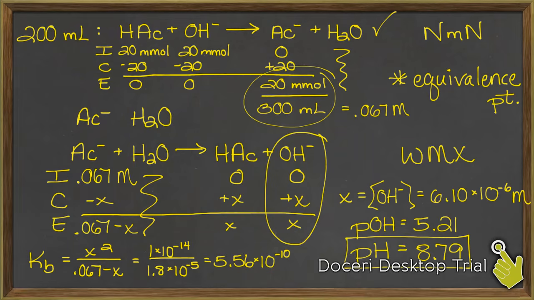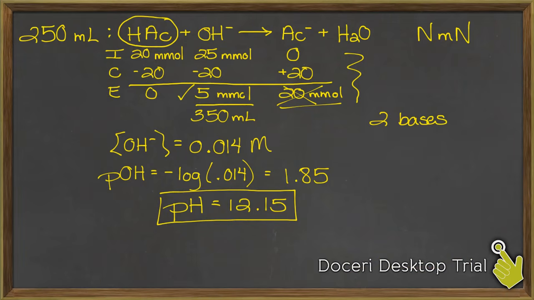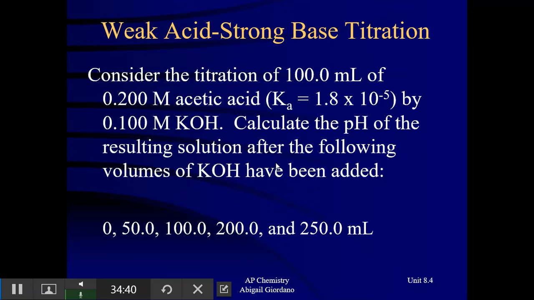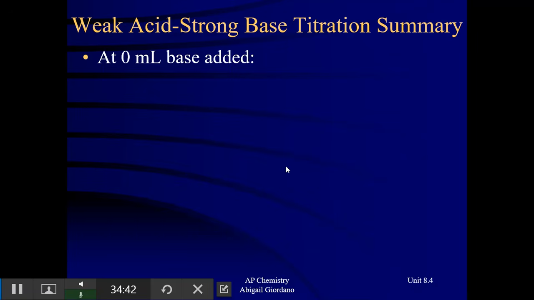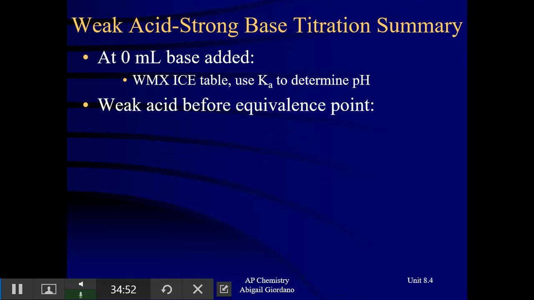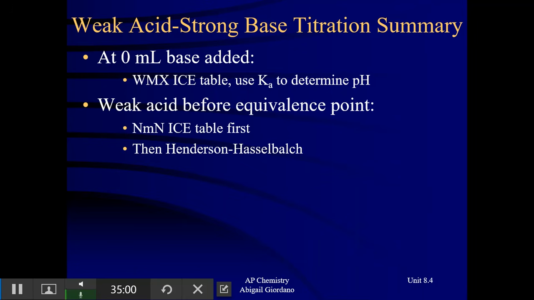This was at the equivalence point. And then when we got beyond the equivalence point, we were left with excess base. So let's summarize. At 0 base added, we did a WOMIX and we used Ka to find the pH. When we started adding a little bit of base, but had not reached the equivalence point, we did a NEWMAN, and then we were left with a buffer, and we used the Henderson-Hasselbalch.